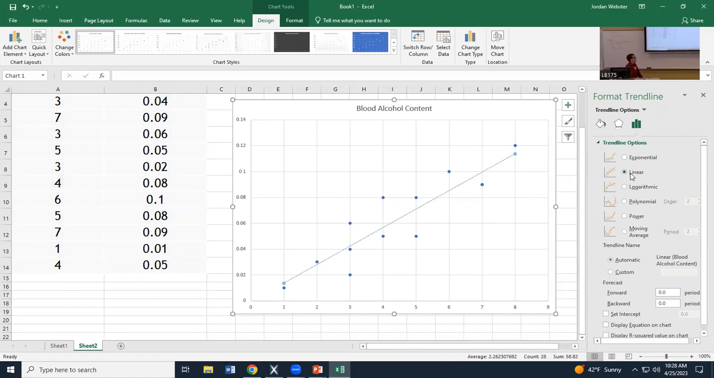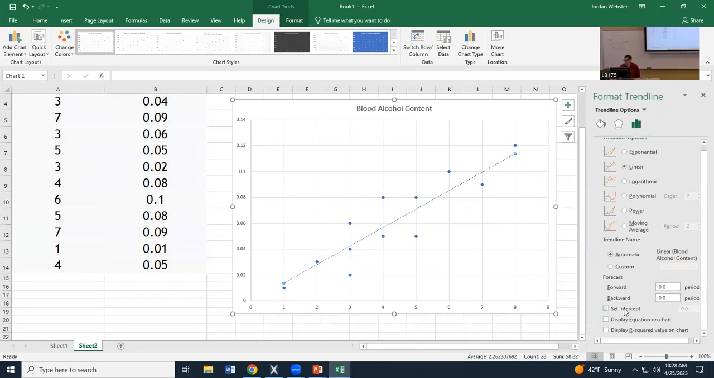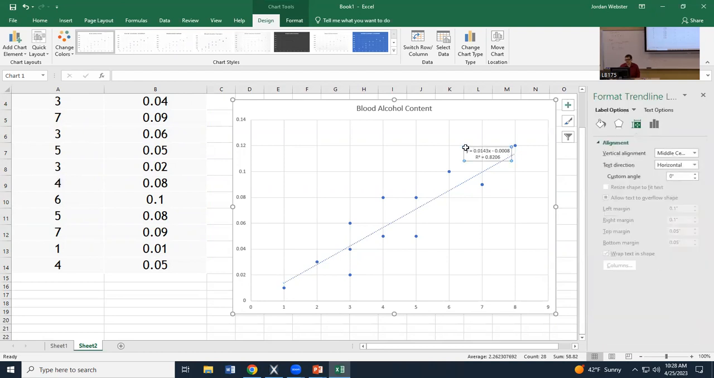Now, the reason I said linear is because in the last class period, we looked at this scatter plot and said it looks mostly linear. And so I'm going to click on the linear, and I'm going to ask it to display the equation and also to display the R squared. I'll move that over here and make those things a little bit bigger.